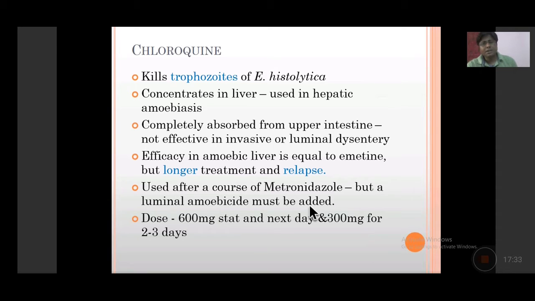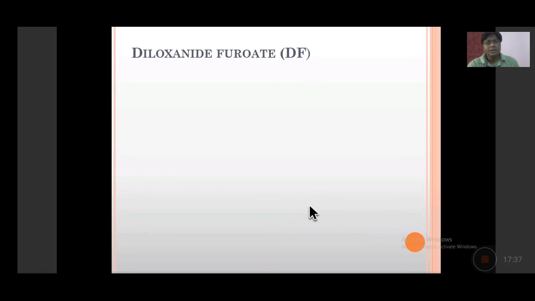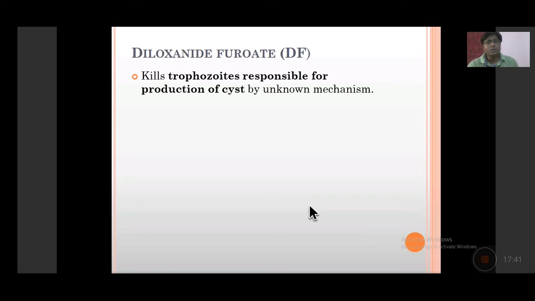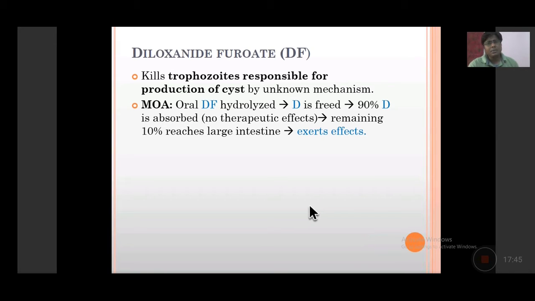The dose is the same, 600 mg stat, then 300 mg for 2-3 days, similar to what we give in malaria. Then comes diloxanide furoate, a luminal amoebicide. They kill the protozoa responsible for production of cysts by some unknown mechanism. Still, the proposed mechanism is that when we give diloxanide furoate orally, it is hydrolyzed to free diloxanide, the active metabolite, and 90% of this is absorbed.